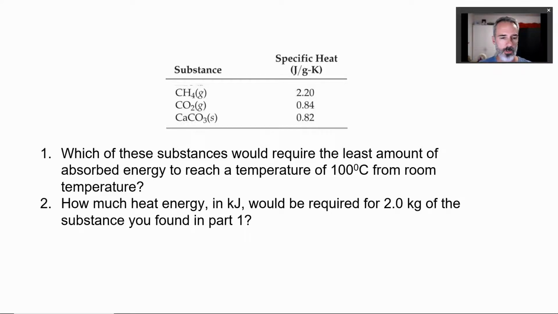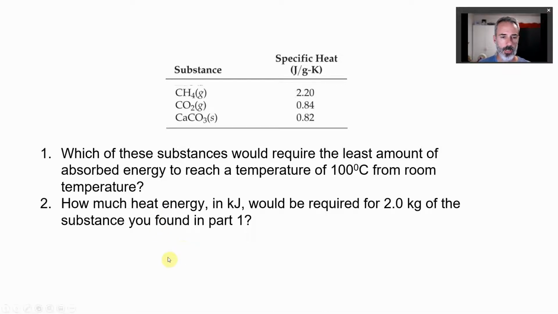I want to know which of those 3 substances would require the least amount of energy absorbed to reach 100 degrees Celsius from room temperature. We'll say room temperature is 25 degrees Celsius. Once you've picked out which one would require the least amount of heat, I want you to calculate how much heat it would take to get from 25 degrees Celsius up to 100. Then type in your answer to both: what's the compound, and what's the amount of heat needed.